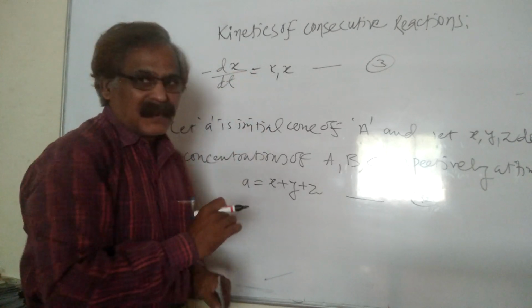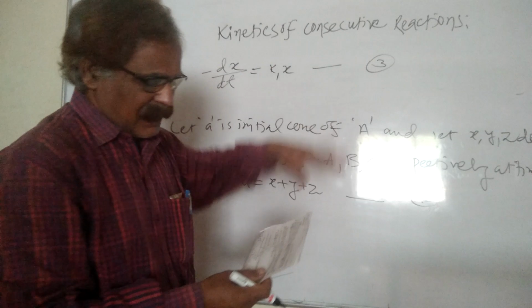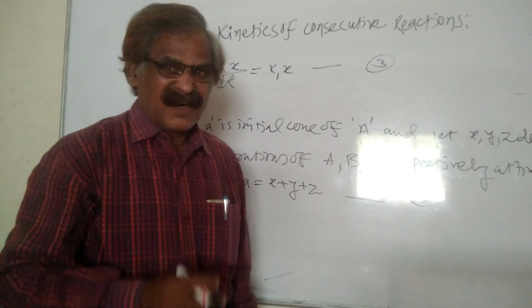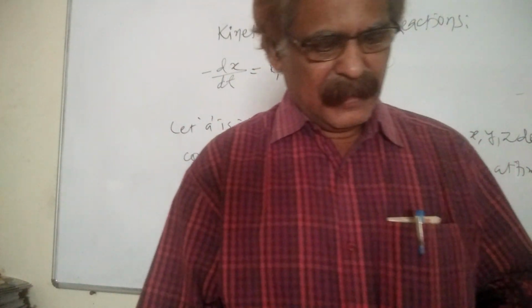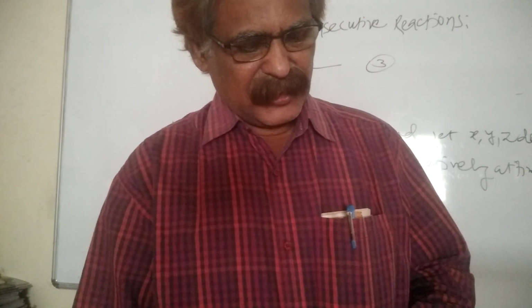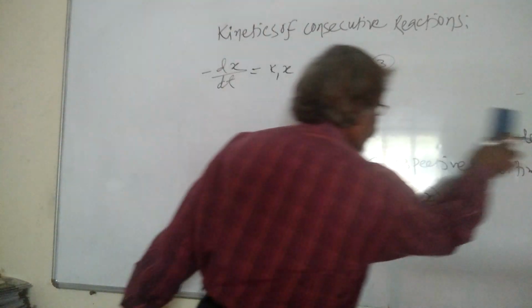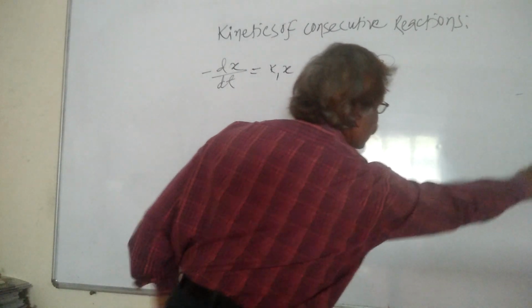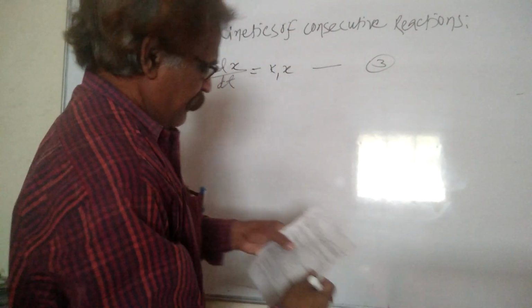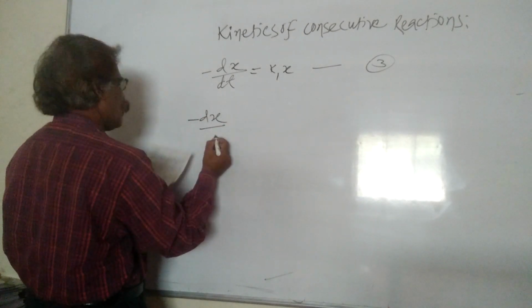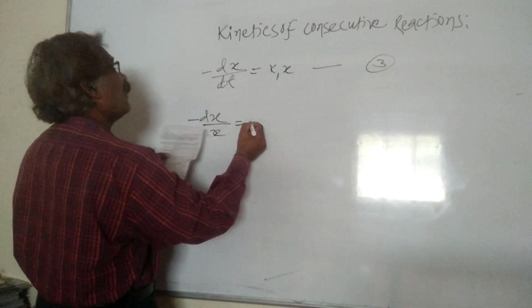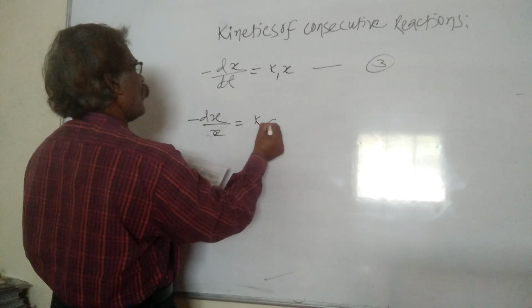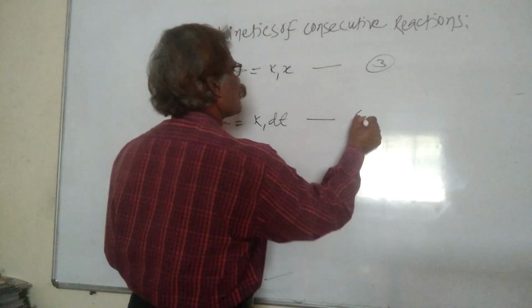When we look at this, we will see that this expression also represents the rate of formation of B from A. So, we can rearrange equation number 3 and write it like this: minus dx upon x is equal to k1 into dt. Equation number 4.